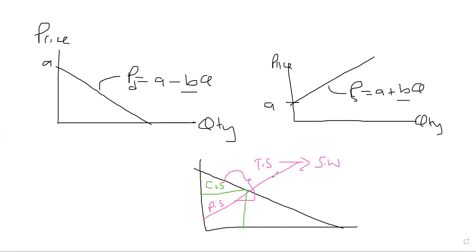Are we together? These areas that we are looking at here are simply triangles, which are given by half times the base times the height. So these ones are the areas we're talking about.